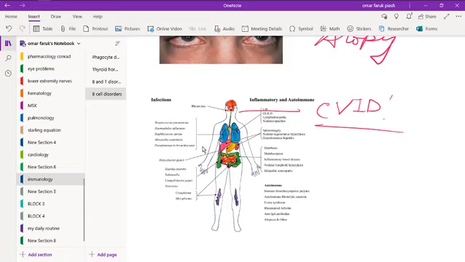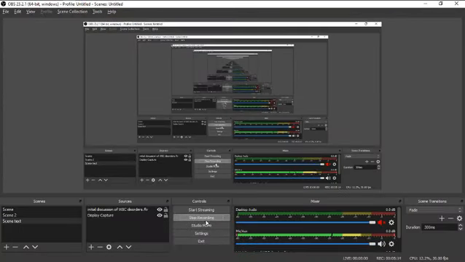Now in CVID, presentation is usually after 2 years, maybe considerably delayed, and there is an increased risk of autoimmune disease, bronchiectasis, lymphoma, and other sinopulmonary infections. There is decreased plasma cell count and decreased immunoglobulin.